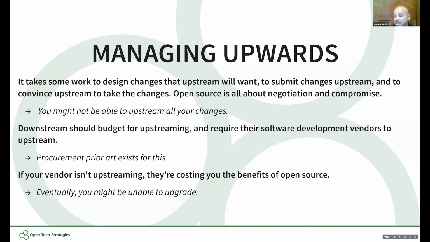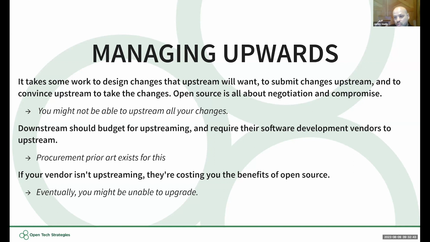And eventually, if you make enough changes to your downstream version, the cost of reintegrating those changes with a new upstream version will be too high, and you'll be unable to upgrade. And we do see this occasionally, where folks who are operating downstream don't get to upgrade to the newest version of upstream, because it would mean that they would have to forego some of their changes. It would be too expensive to re-implement some of them. So we highly recommend that you manage upwards, push all your changes upstream, and really require your vendors to do that, and then make sure they're actually getting it done.